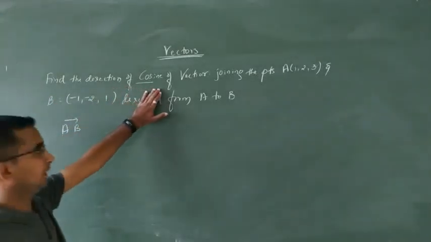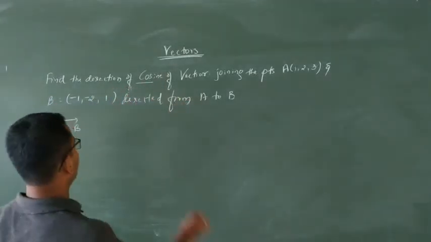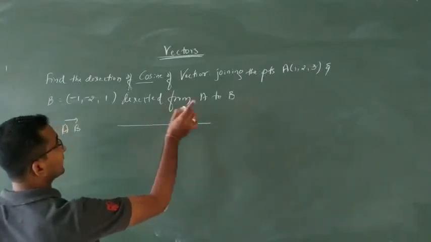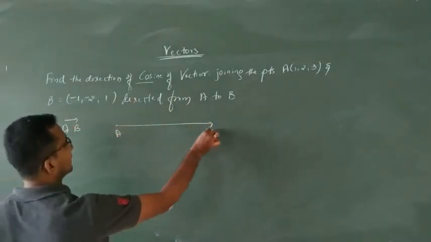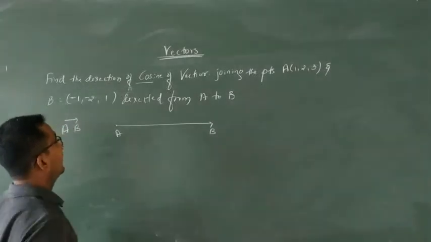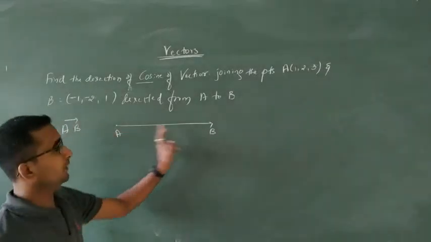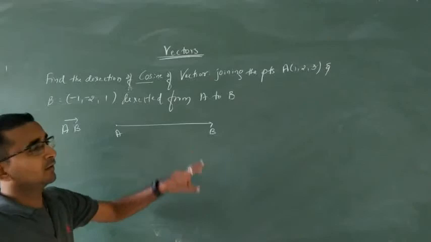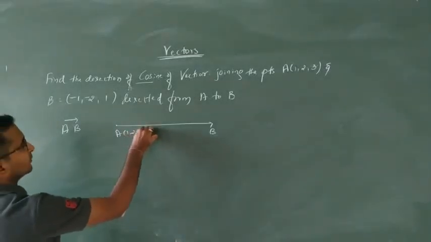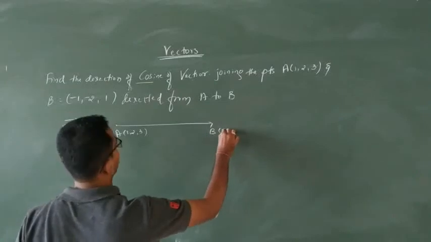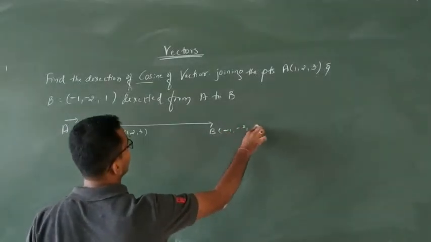So they have given the direction cosines of the vector joining the points A and B, and those are directed from A to B, that is vector AB. And these are the points: A is 1, 2, 3, B is minus 1, minus 2, 1.